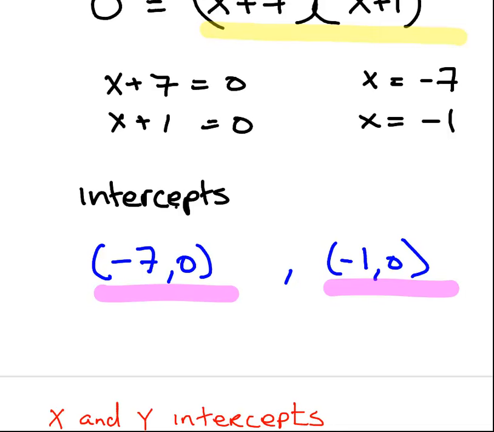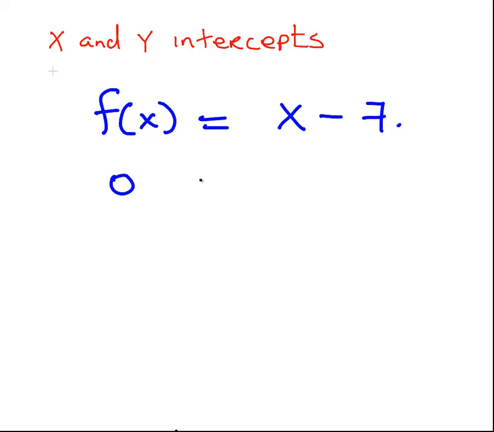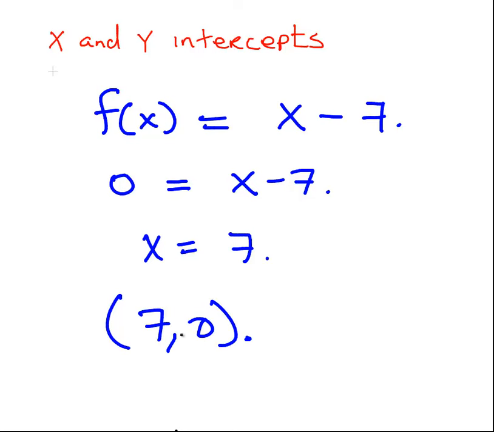We'll do another quick one, where there's only one. f of x equals x minus 7. In this case, just let the function equal 0 and solve for x. So x equals 7. So the x-intercept in this case is 7 and 0.